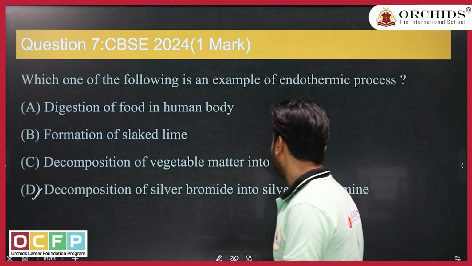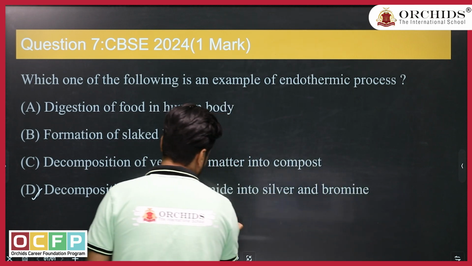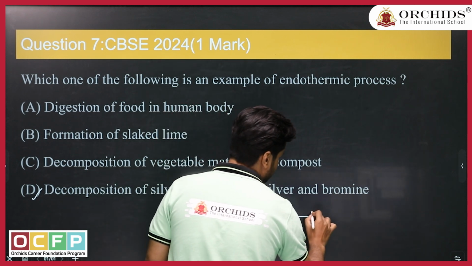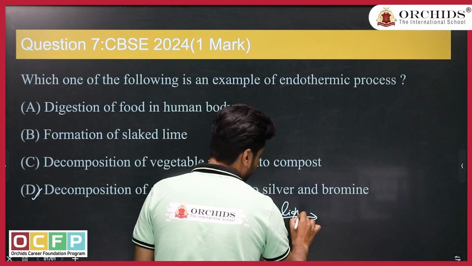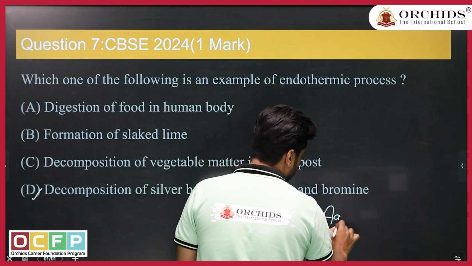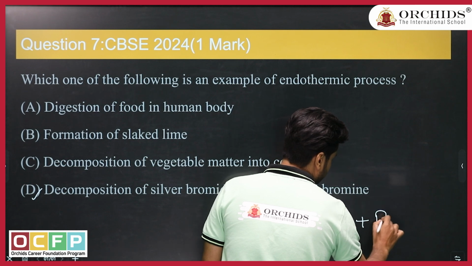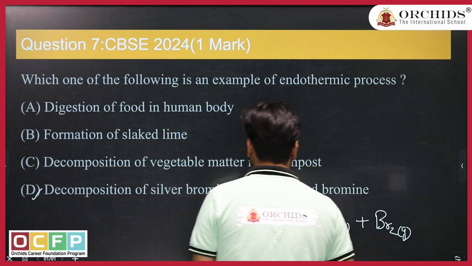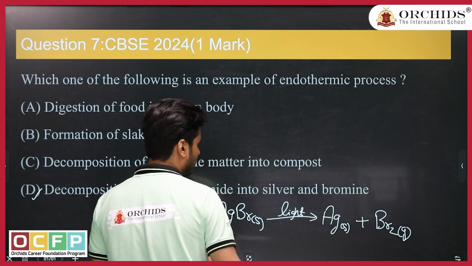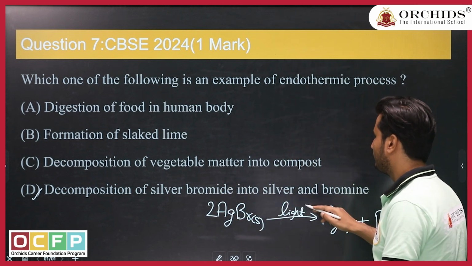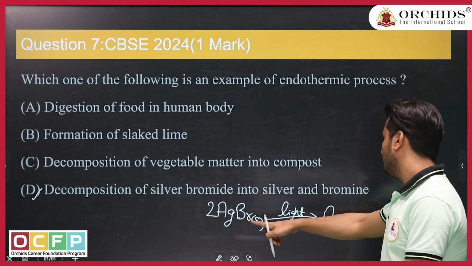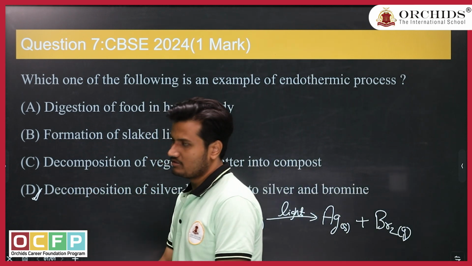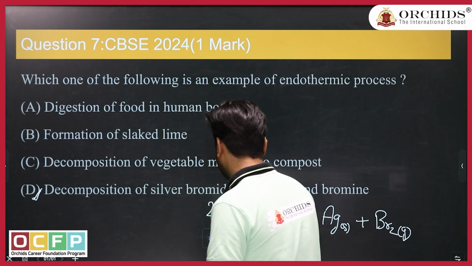Decomposition of silver bromide into silver and bromine. Now, what is the reaction? AgBr in presence of light decomposes to silver plus bromine gas. Alright. So, we will balance this equation. So, which is our correct option? Decomposition of silver bromide requires light to decompose to silver and bromine. So, this is our endothermic process. Alright. Let us move on to our next question.